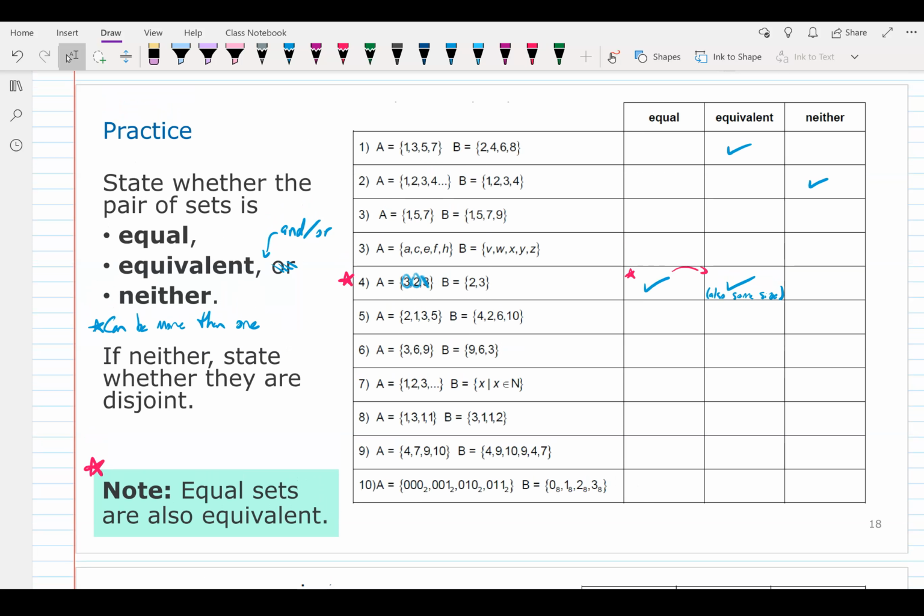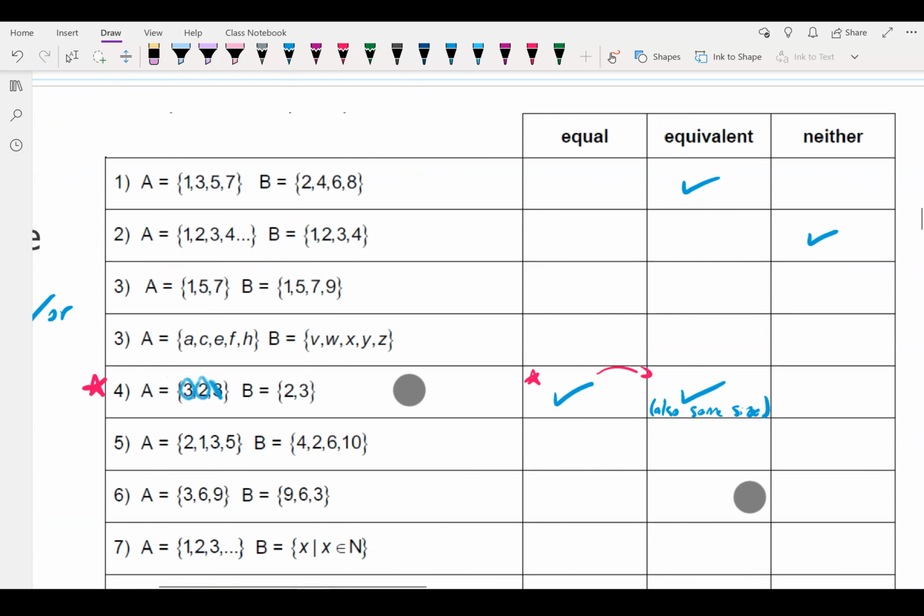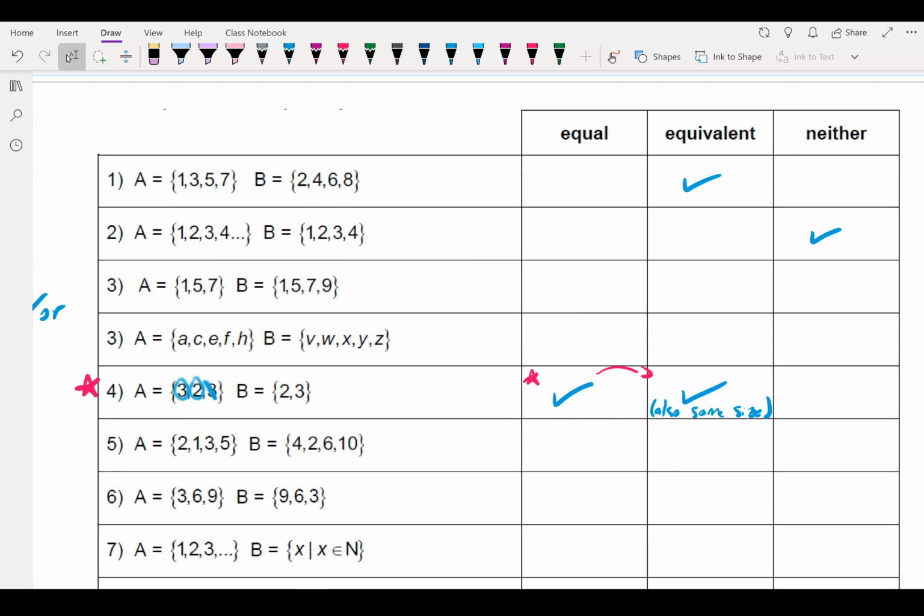Oh, by the way, it says if neither, state whether or not they're disjoint. I almost forgot that. So we had a neither case here. Are they going to be disjoint or not? What does it mean to be disjoint? It means they have no elements in common. So we can say not disjoint, and it's not disjoint because they do have elements in common.